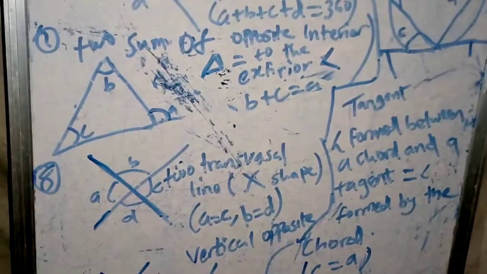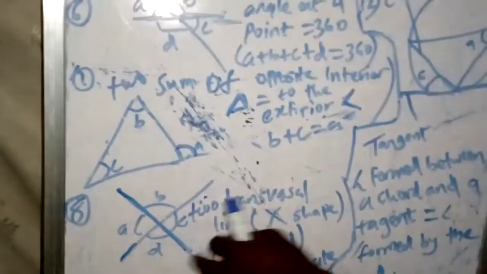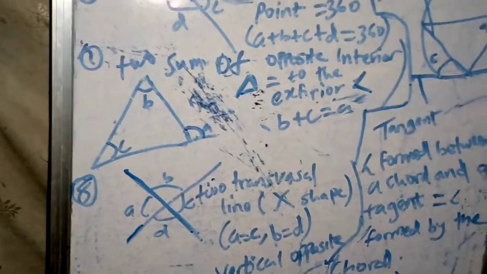Why is it so? The reason is that they are vertical opposite angles. Vertical opposite angle, A equals C. This angle equals this angle, and this angle equals this angle. The reason is vertical opposite angle, when you see it in the question. So you guys must know that.